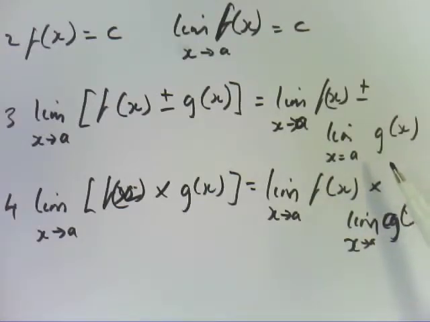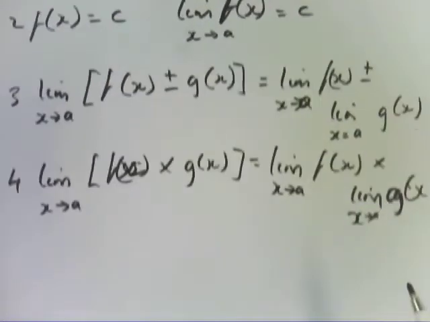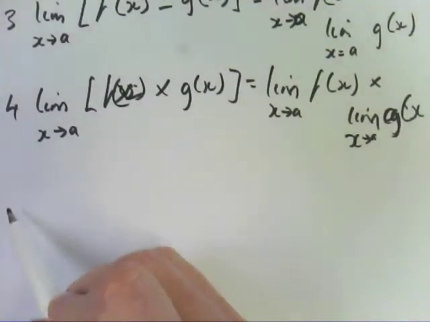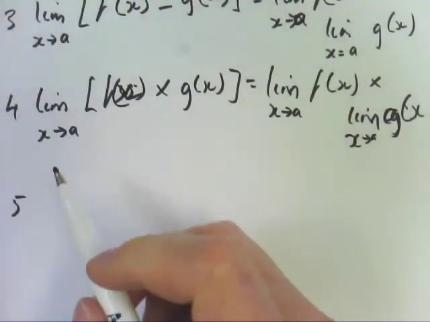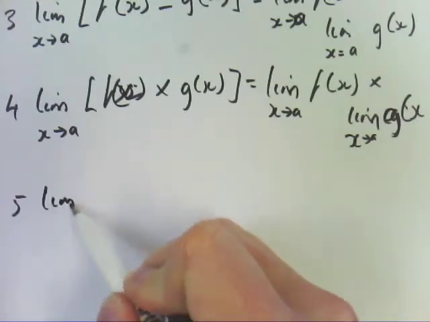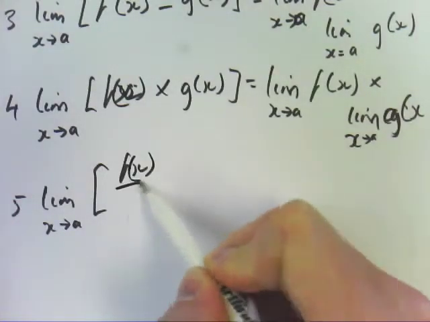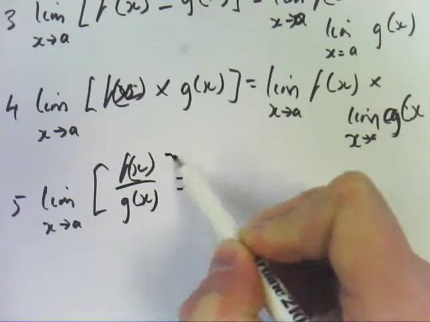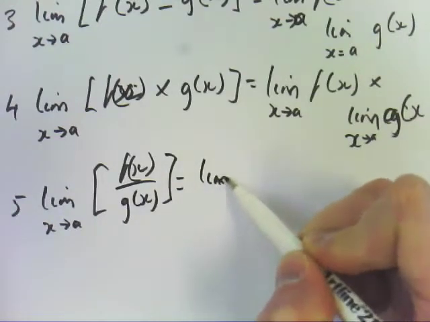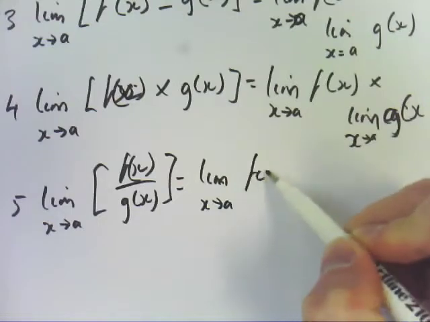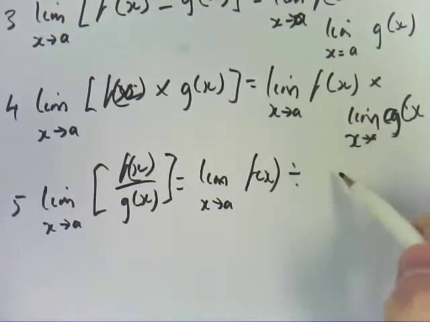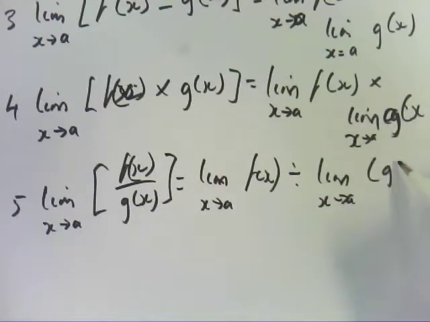Okay, extremely neat. Not. And it's the same for divide. The limit as x approaches a of f(x) over g(x) is equal to the limit as x approaches a of f(x) divided by the limit as x approaches a of g(x).